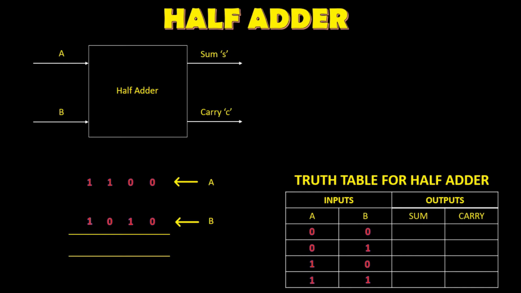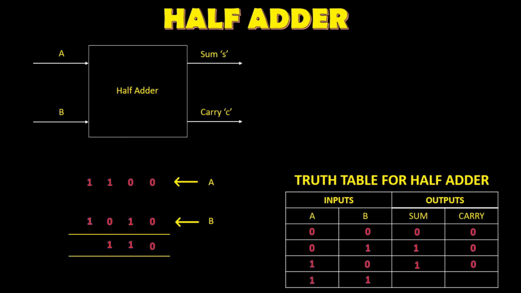So when A is 0 and B is 0, what do you think you're going to get? If you've watched my binary addition video, you would know that the answer is 0, and there's no carry bit, so carry is also 0. Okay, let's move on to the next one. When A is 0 and B is 1, what do you think you get? Yeah, you get 1. And again, there's no carry bit, so carry is 0. What's the next one? A is 1, B is 0, and the answer is 1. And again, there's no carry bit.